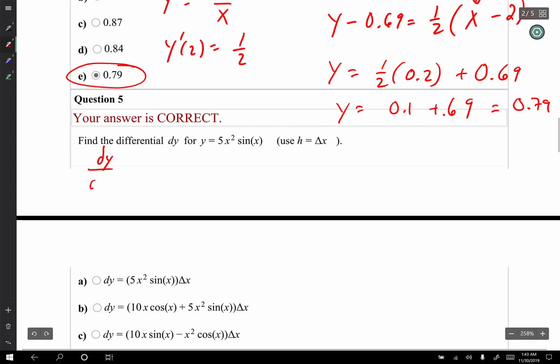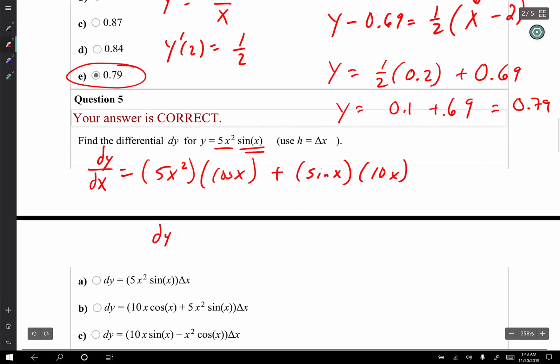So I'm going to write dy dx equals, and I'm just using the product rule. Check it out. First, 5x squared times the derivative of the second, which is cosine x, plus secondsine x times the derivative of the first, which is 10x. So now I'm going to rewrite it. dy dx equals 5x squared cosine x plus 10x sine x. And then I'm going to multiply all of it by dx to get rid of the dx in the bottom. So times dx, so dx goes right outside.